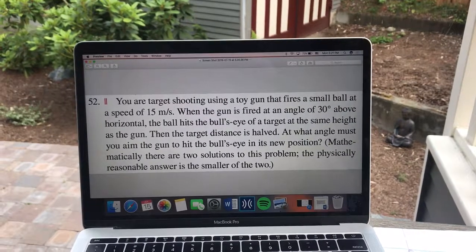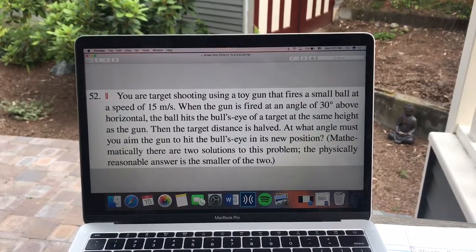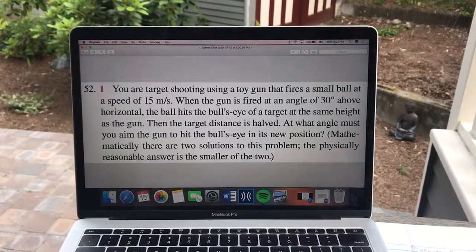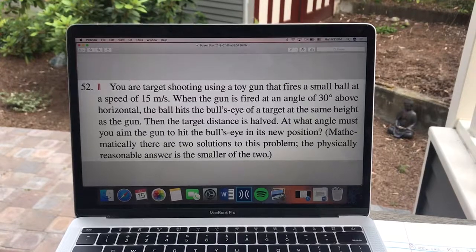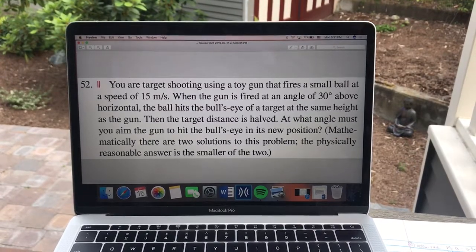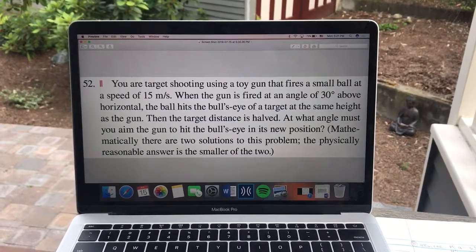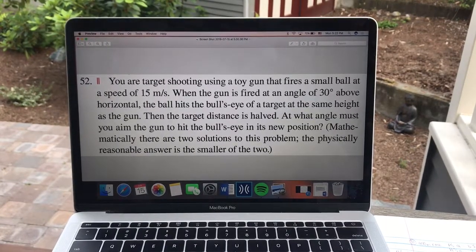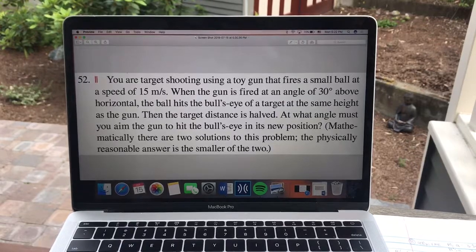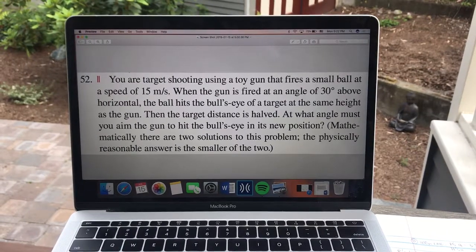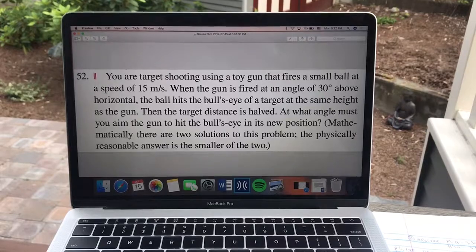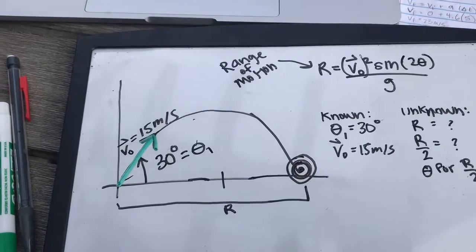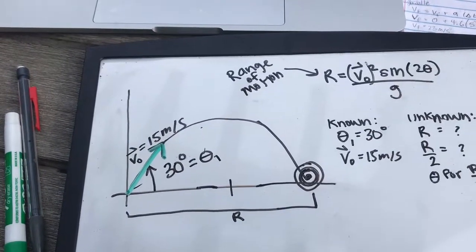So my question was from chapter 4, and it was 52. You are target shooting using a toy gun that fires a small ball at the speed of 15 meters per second. When a gun is fired at the angle of 30 degrees above horizontal, the ball hits the bullseye of a target at the same height as the gun. When the distance is halved, at what angle must you aim the gun to hit the bullseye in a new position? So I started off by drawing a diagram because that always helps me.